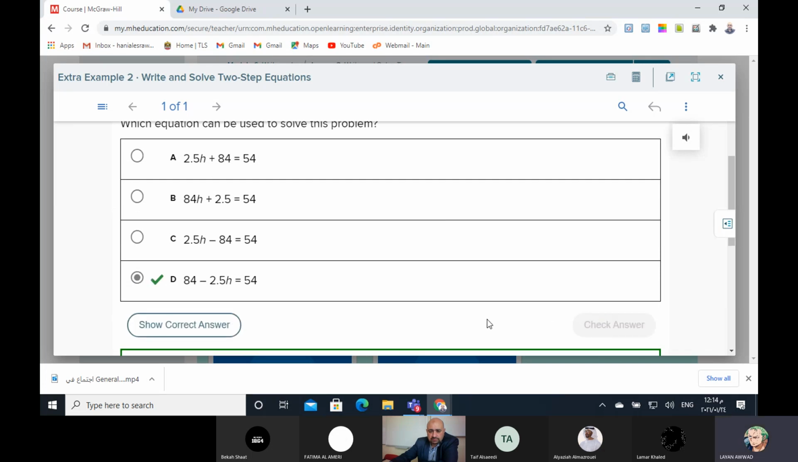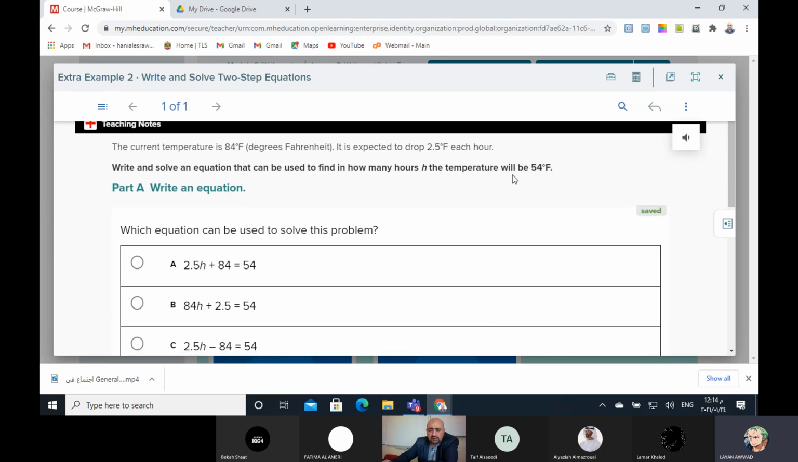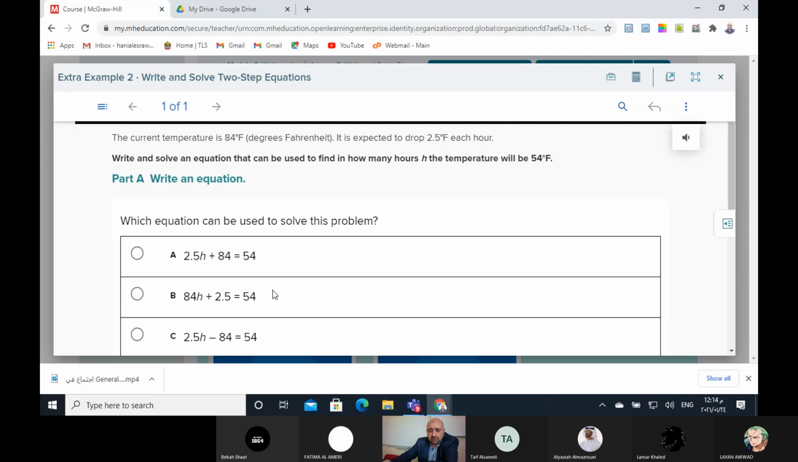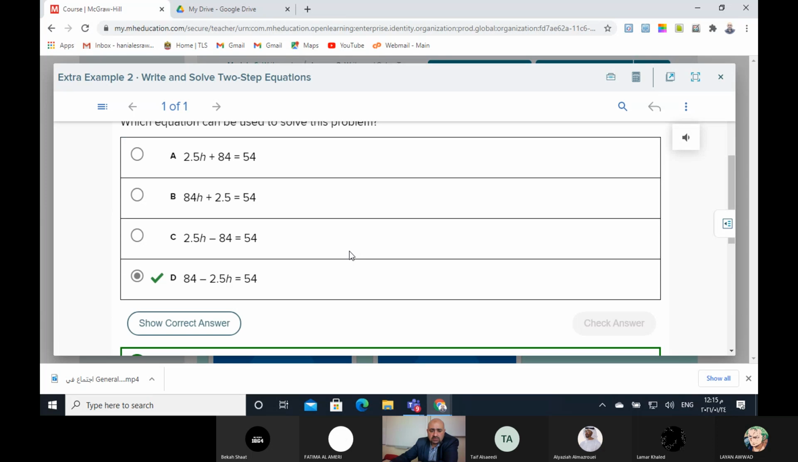Mister, why is it not 54 minus 2.5h equals 84? Because here it said it will be 54. When the temperature drops 2.5, the temperature will be what? Will be 54. So this is the result, so this is after the equal. So I have the temperature 84, then drop 2.5 per hour, then it will be what? It will be 54. Okay, Layan?